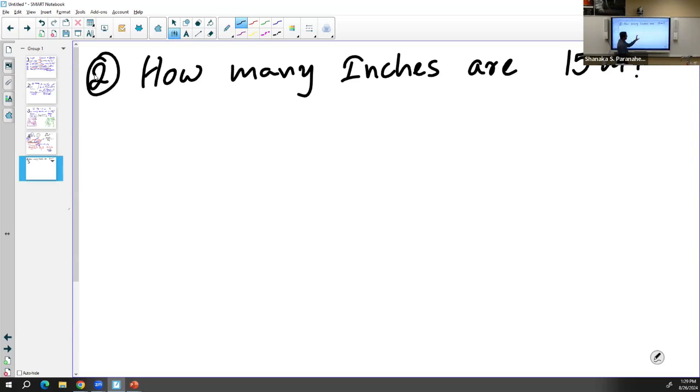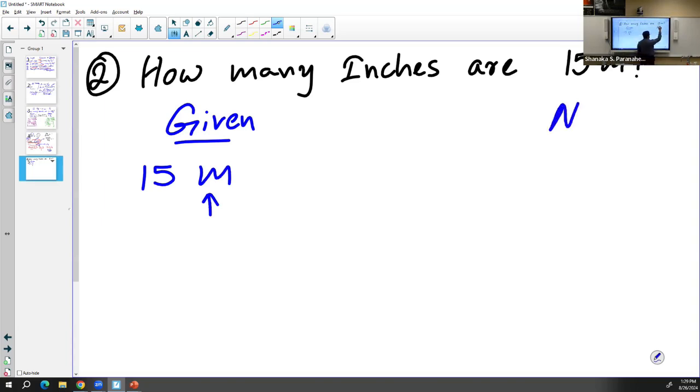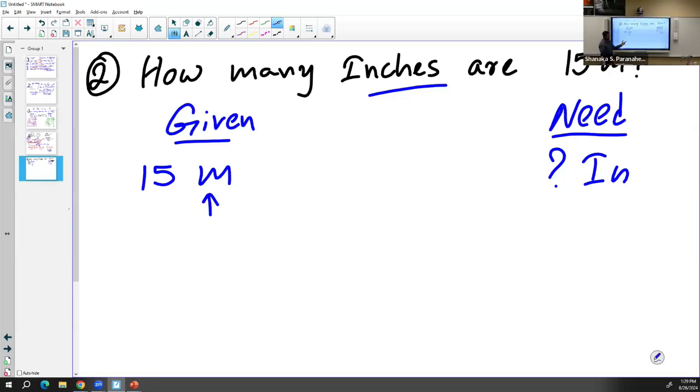Once you analyze your question, like 50% of your question is done. First you need to identify the given value and unit. There's only one value and one unit given with that value. It is 15 meters. So always make sure to write your unit. Then the need. The need is how many inches. So this is the required unit, inches. That's the unknown quantity. Then you can go to the table and find the equation between meters and inches.